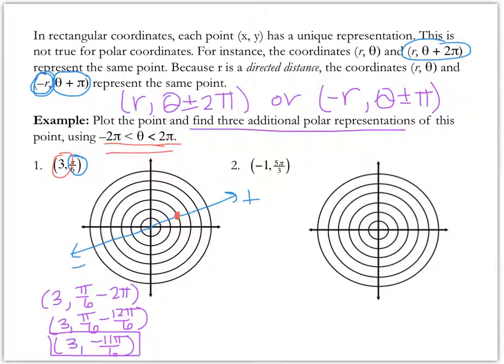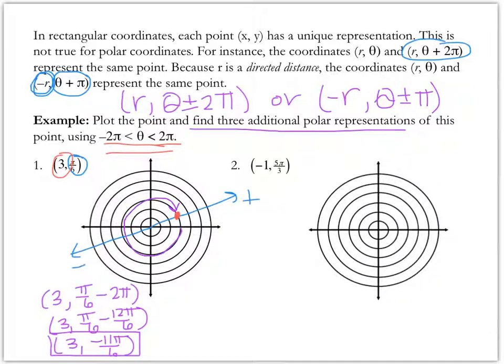So if you think about that, negative 11 pi over 6 is going to go this other direction, but it's going to have that same stopping point, and it would go 3 out in the positive direction, so it would stop at that same point. That's what we're looking for. We're looking for another representation of the point that would stop in that same section.